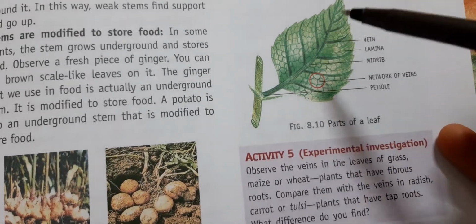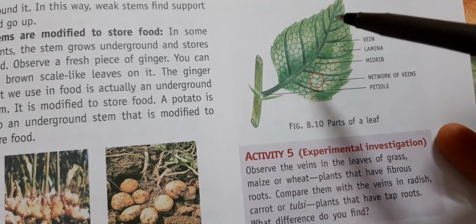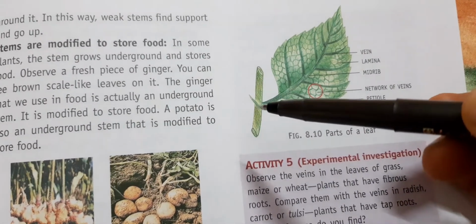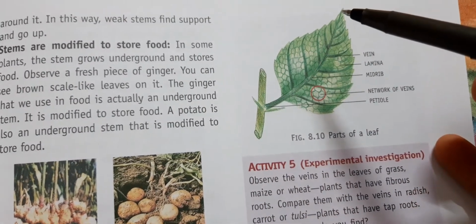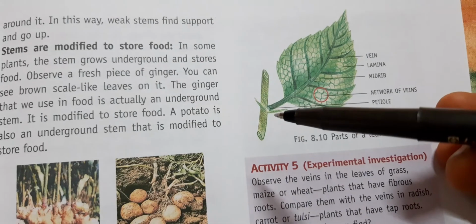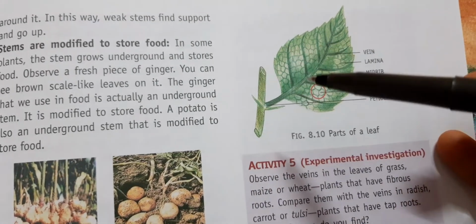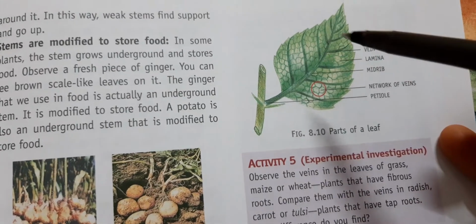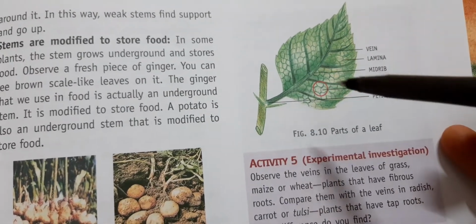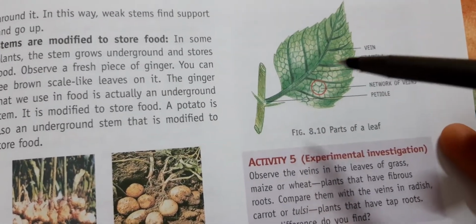This is the vein, the main vein which is going from the stem till the tip of the leaf. This is called the midrib, and from the midrib there are many branches coming out, and these branches are called the veins.